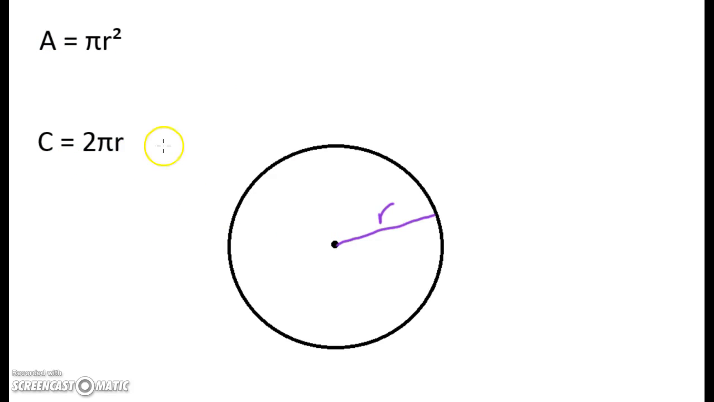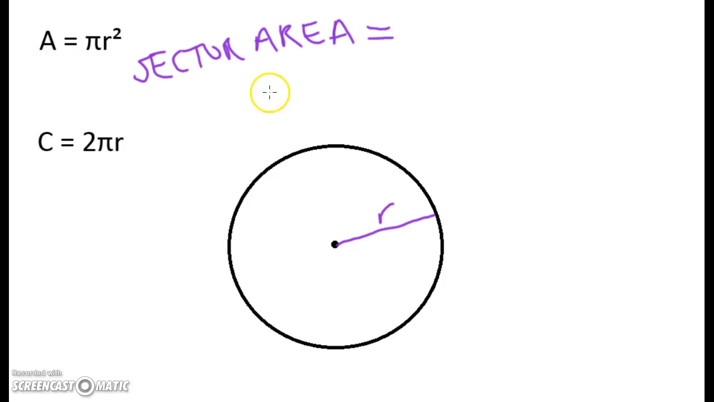We will ask you to find the area of a piece of the circle, which we're going to call a sector. My handwriting is awful. A sector area. All right, so it's not the area of the whole circle, it's an area of the piece of the circle. Right, and we'll know how big the piece is of our circle by looking at the central angle.